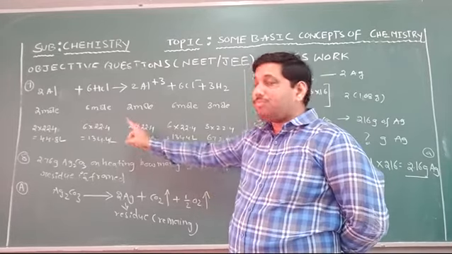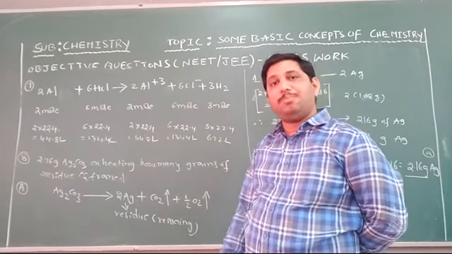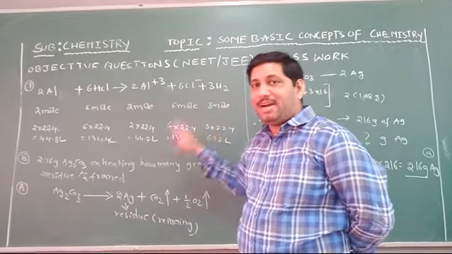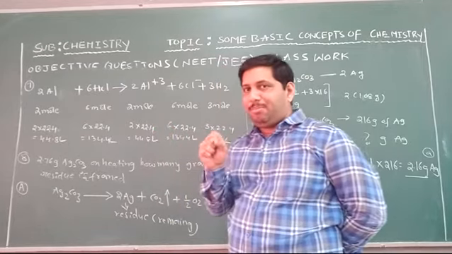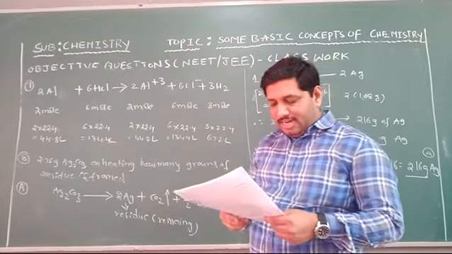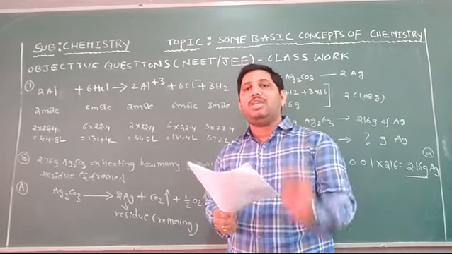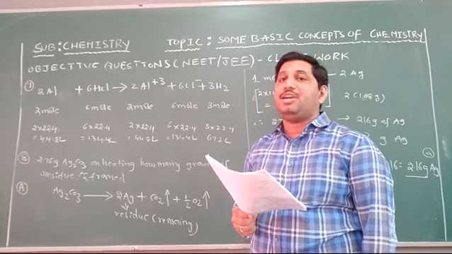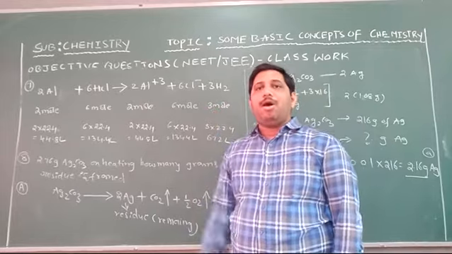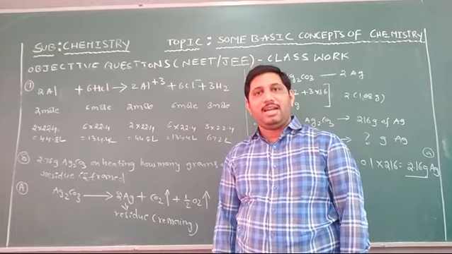But here 6 into 22.4 liters of HCl is consumed, 3 into 22.4 liters of hydrogen is obtained. Similarly, 6 liters consumed, 3 liters obtained. But at STP conditions only. If STP conditions are mentioned, the first statement is correct, otherwise it is not correct. That is a wrong statement because standard temperature and pressure are not mentioned. Why? Because 1 mole of any gas can occupy a volume of 22.4 liters at STP.